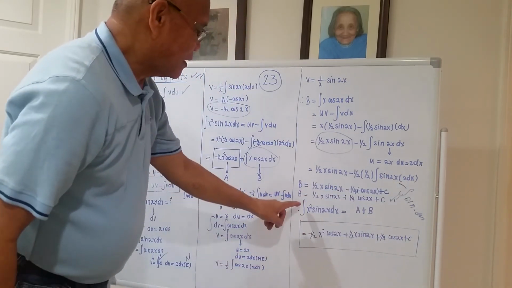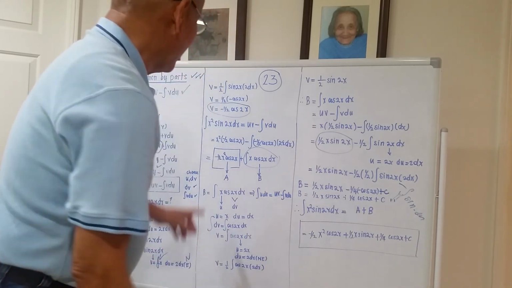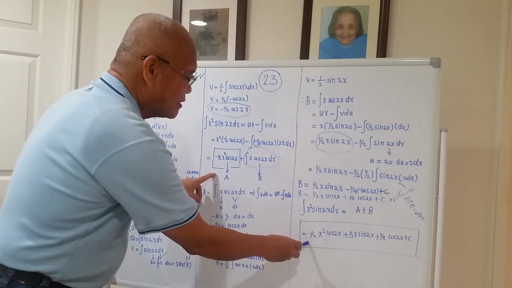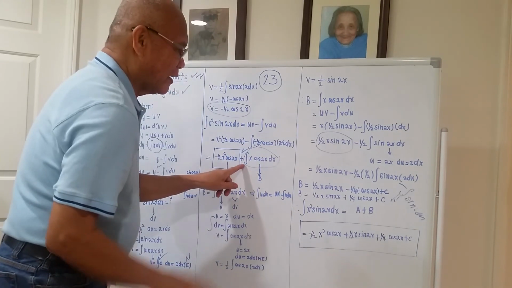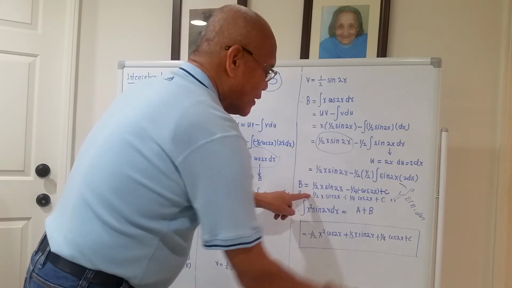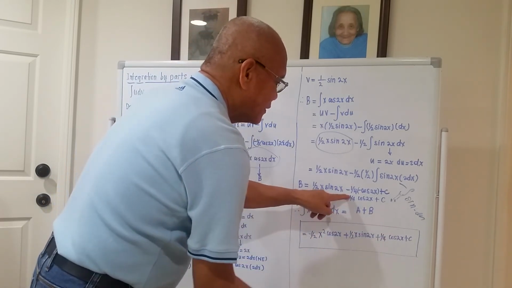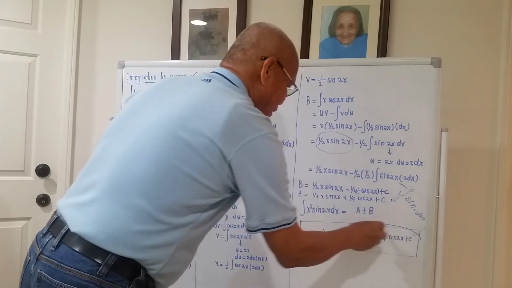So the integral of the given original function is just the sum of these. Okay? What is a? Minus 1 half of x squared cosine of 2x, it is this. Okay? And what is b? B is 1 half of x sine of 2x plus 1 fourth cosine of 2x plus c. This is the final answer.